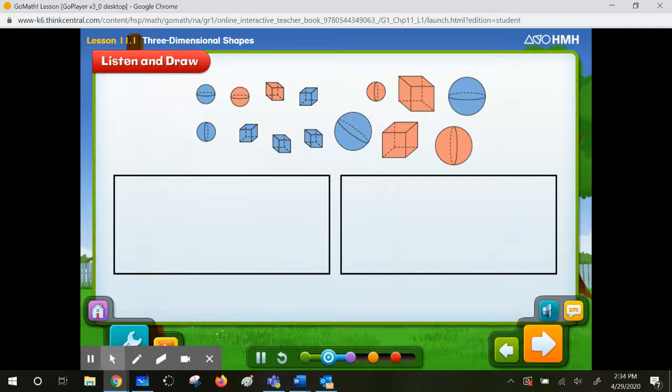Can we sort the shapes another way? Let's sort the shapes by size. Put all the small shapes into one box.